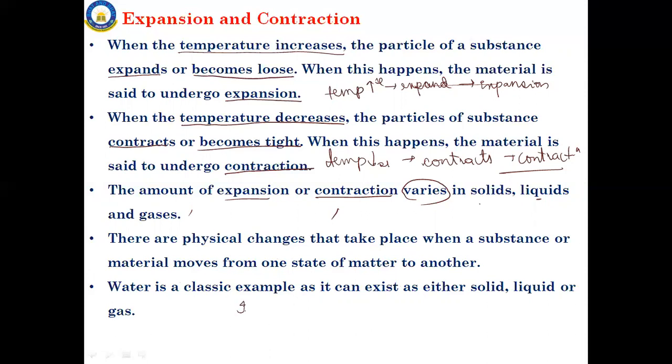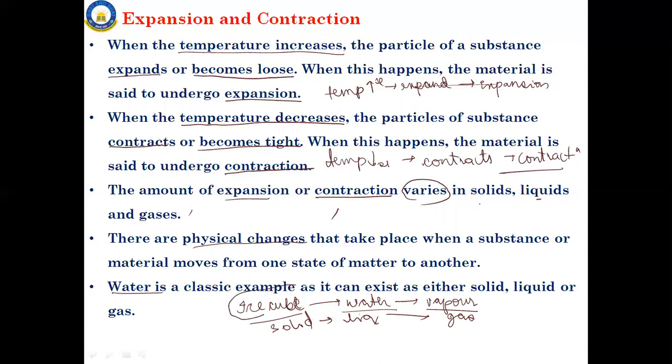So here I'm saying an ice cube will be converted into water, and the water will be converted into vapor. Here it is in a solid state, here it is in a liquid state, here it is in a gaseous state. So let me write that: solid state to liquid state to gaseous state. So there are some physical changes, and water is a classic example. Because it can exist as an ice cube in the solid state, as water in the liquid state, and as vapor in the gaseous state.